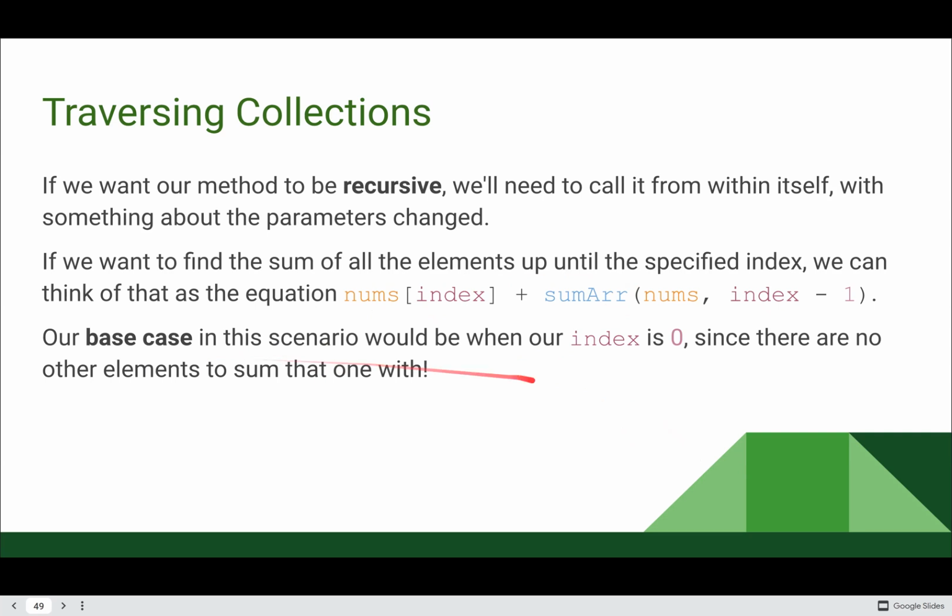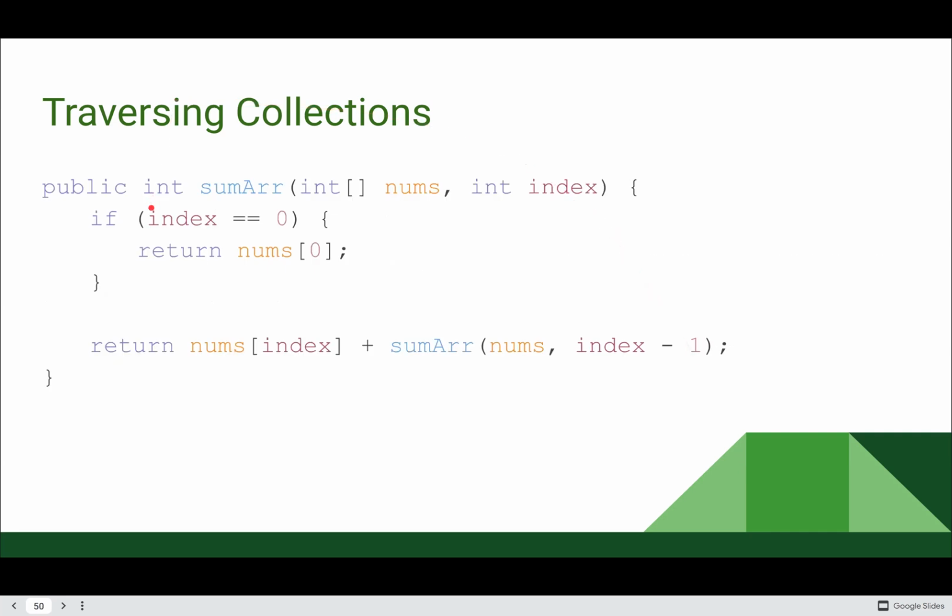So our base case here would be when that index hits 0, because that's the lowest index in our array, and there's no other elements to sum together with. So if my index equals 0, this is my base case, then we're going to return my nums at index 0. If we hit that lowest point, we're going to return the value at that index. Otherwise, we're going to say nums at my current index plus, we're going to call our sum array method again with that same array, and we're going to pass index - 1 so that our index changes each time we call the method.